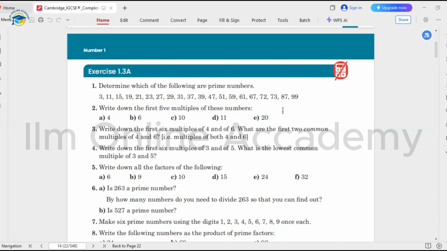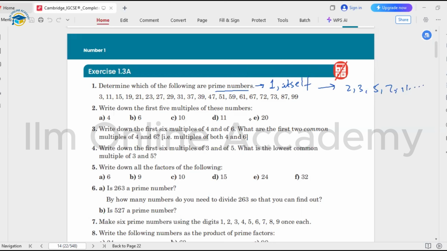So in today's lecture, we are going to discuss the remaining questions for exercise 1.3a as we were discussing before. In this exercise, we discussed prime numbers at the very start, and I told you that prime numbers are the numbers that have only two factors. One is the number 1 and the number itself. For that, the numbers are 2, 3, 5, 7, 11, and so on. All of these numbers are prime numbers.